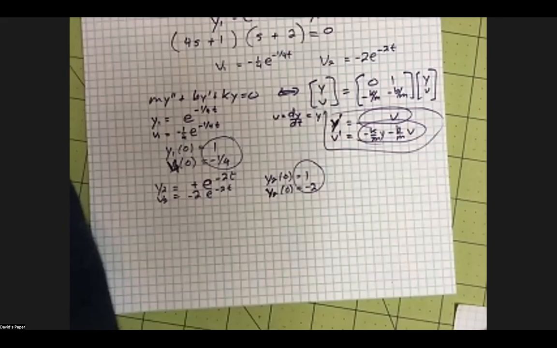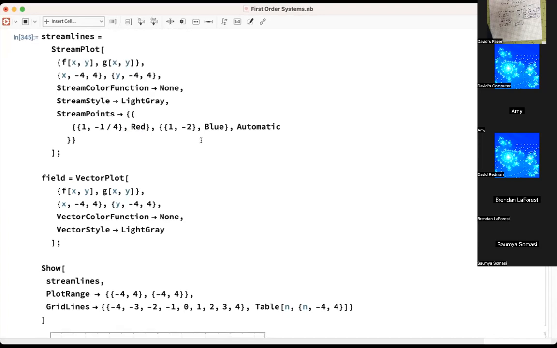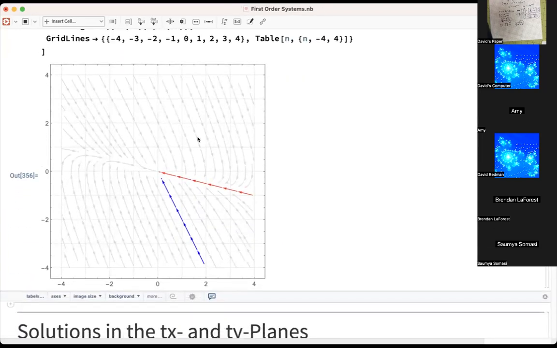You believe the part about the initial conditions, 1 and minus 1 quarter, 1 and minus 2. Okay, if you got that on your paper, now let's go back to the Mathematica notebook. I can put the 1 and minus 1 quarter in red and the 1 and minus 2 in blue. Then I can execute and see those two solutions. They're called straight line solutions because they come in a straight line.